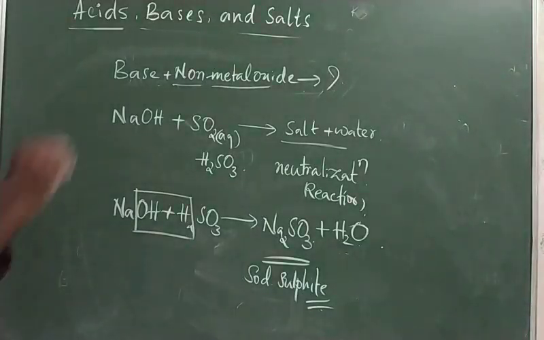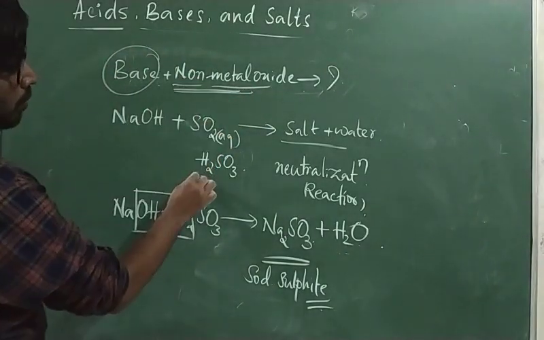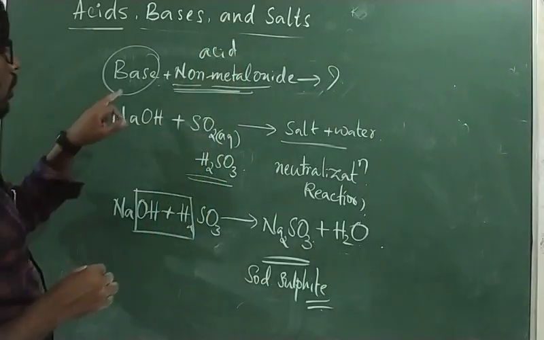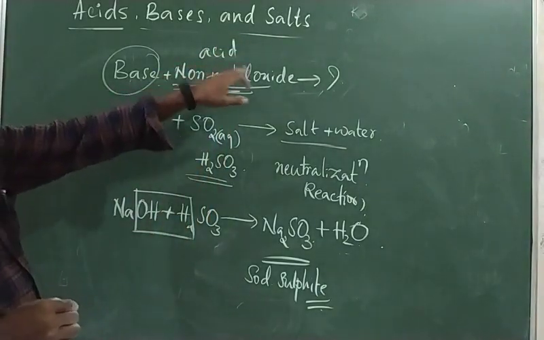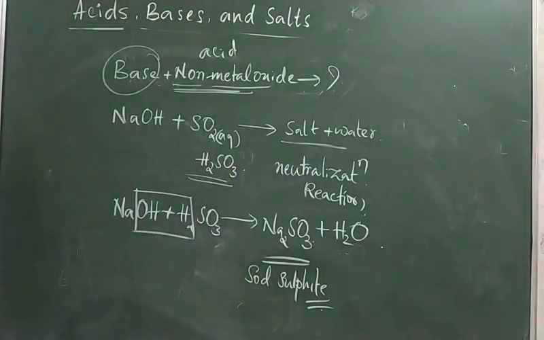Okay, so by seeing this one, what are you understanding? Base is going to react with a non-metal oxide. Now usually non-metal oxide, what is the nature there? They are acidic in nature. So base is going to react with an acid, and they will form a salt and water. Again neutralization reaction is going to occur here. I hope today's concept you understood.